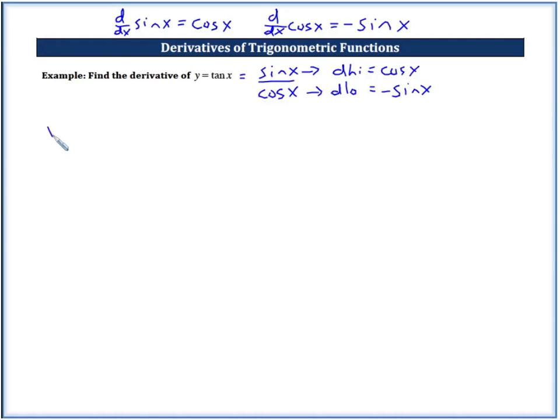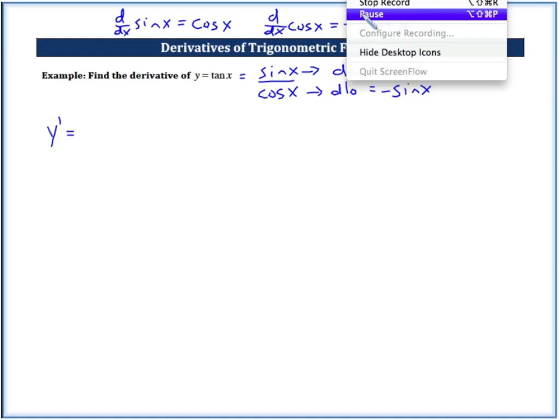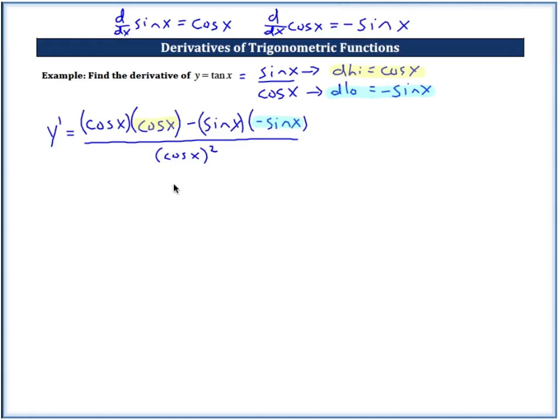Alright, I want you to go ahead and put this into the quotient rule. Okay, so go ahead and write that out here. So go ahead and pause the video and then come on back. Alright, welcome back. So here you can check if you did low d high minus high d low over low squared. And let's go ahead and simplify this now.